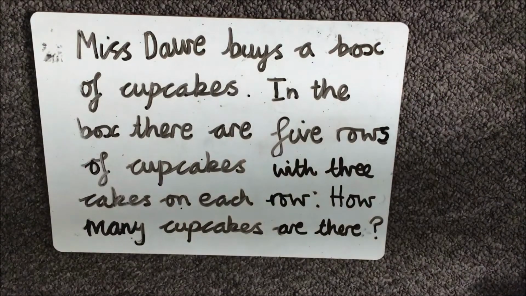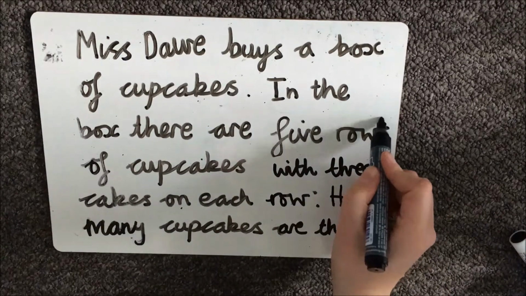So we need to find out how many cupcakes there are to see if we have enough to share. So, is it the cupcakes that are important in this? No, I know I love cupcakes too, but it's not really going to help us with our maths. So it could be anything again. It could be flowers, it could be chocolates, it could be plants. What are the important pieces of information in here? Let me read it again. Miss Dawe buys a box of cupcakes. In the box there are 5 rows of cupcakes with 3 cakes on each row. How many cupcakes are there?